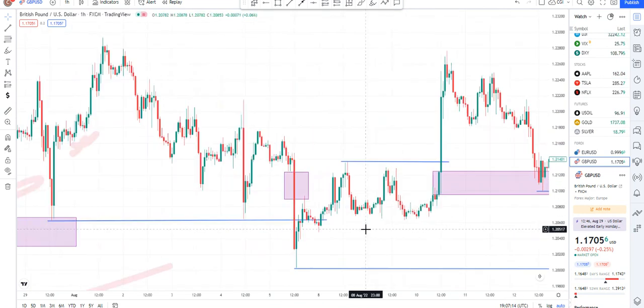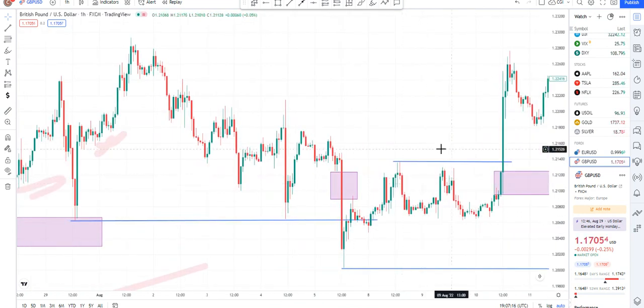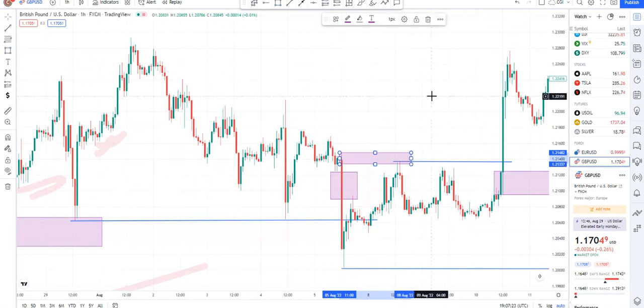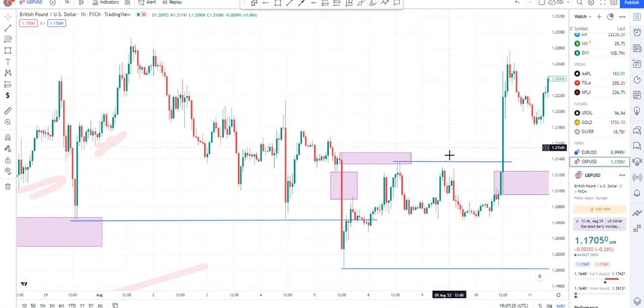Okay. So what I did here is that I sold probably around here. Okay. So profit is on time. I expected it to go below this. So this was my target down here.